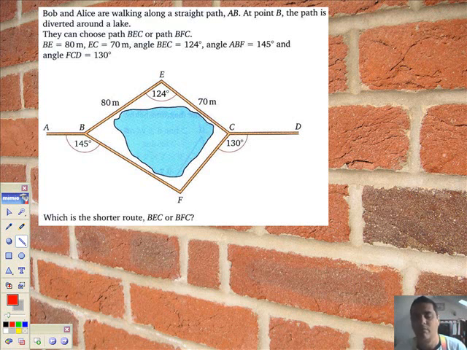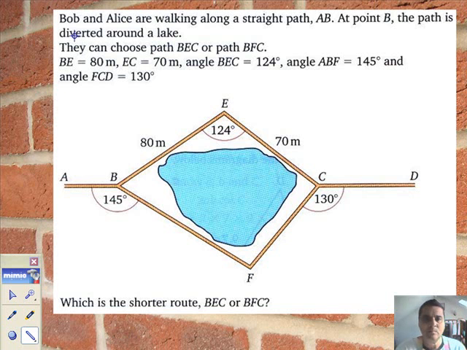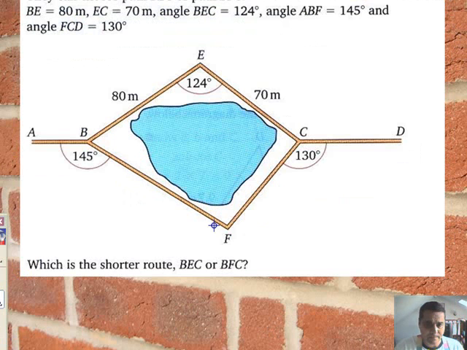It's incredibly beautiful. Now, question 7, page 334. Cosral yet again. Now, Bob and Alice are walking along a straight path AB. So there they go. Oh dear. At point B, the path is diverted around a lake. So I can go this way, that way, and carry on going straight. Or I can go this way, hit F, hit C, and carry on.